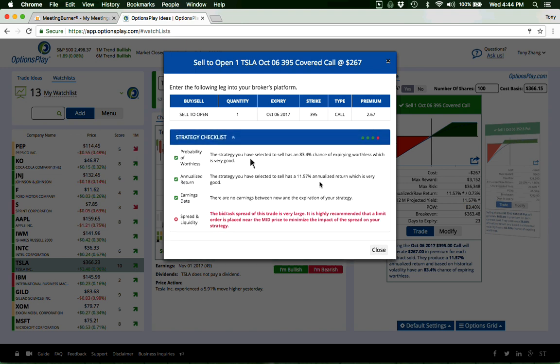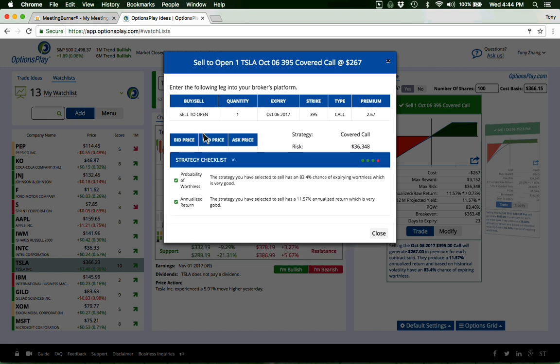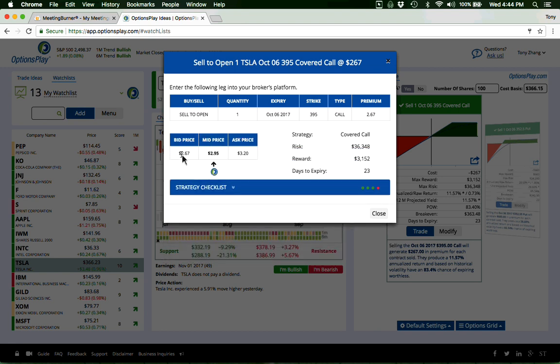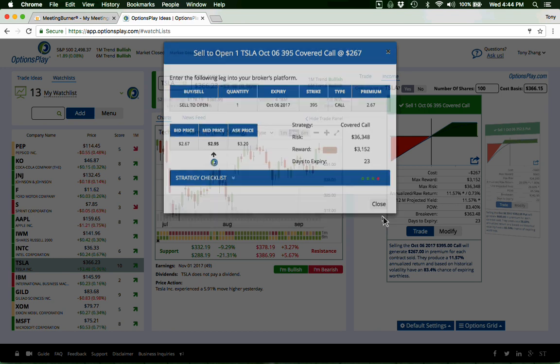Click on trade. As you can see, good probability of expiring worthless, good annualized return, no earnings between now and expiration. So it ticks all of those boxes. And the last thing is telling me the spread and liquidity is not very good. So I have to be careful when I enter my order. But I got all the information that I need in order to sell a covered call on Tesla without having to ever pull up a chain or do a lot of research. It provides me with that optimal starting point in under 15 seconds, and I can make a decision as to whether I want to sell a covered call on this trade or not.